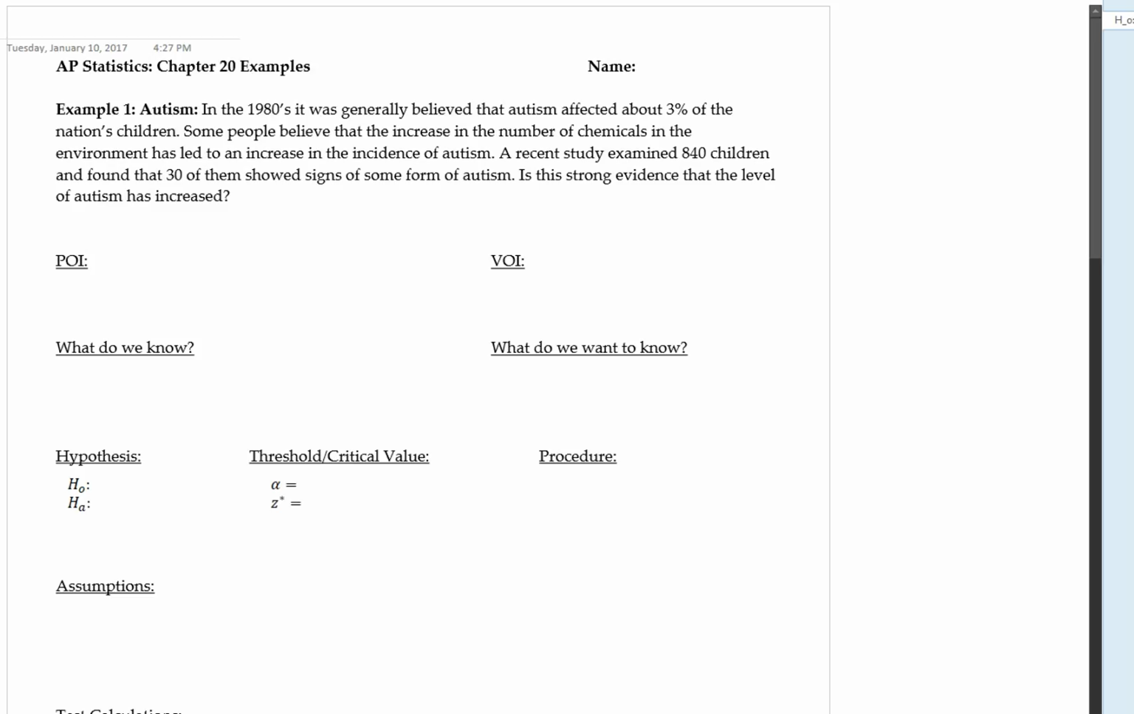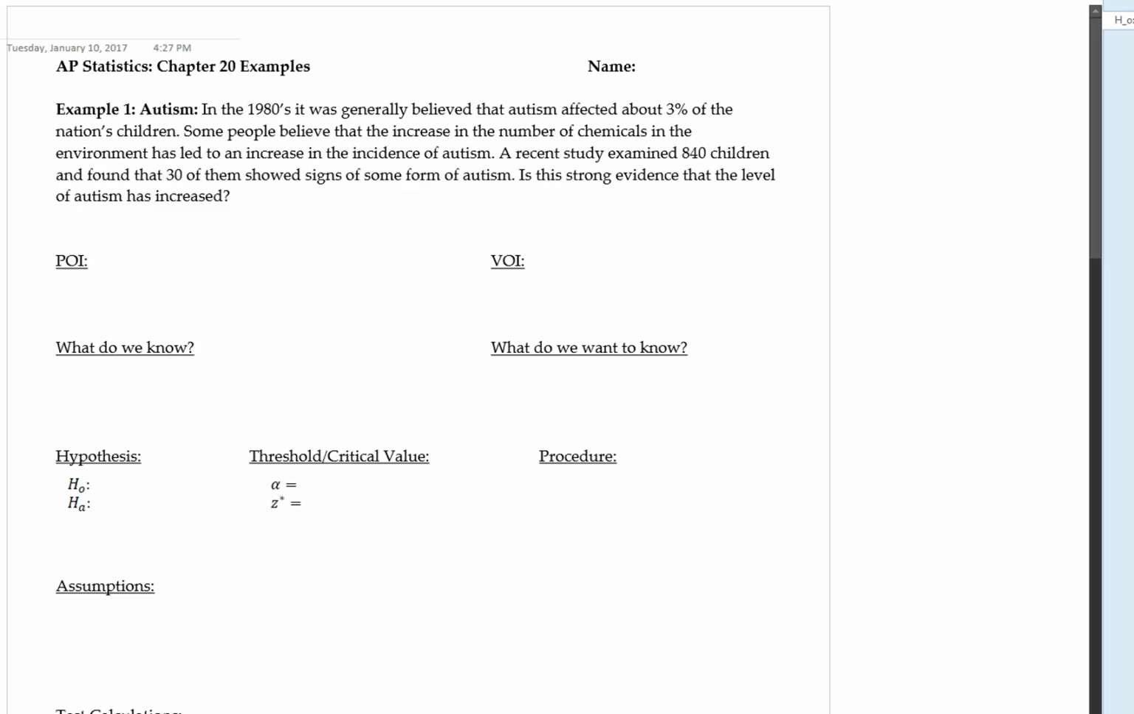Okay, so it says in the 1980s, people believed that autism affected about 3% of the nation's children. So that's kind of our starting point, our guesstimate for the parameter, or P in this case. Some people believe that there's been an increase in autism due to chemicals since then. So a recent study looked at 840 children and they found 30 cases that showed signs of autism. So we want to know, is this new study evidence that the level has indeed increased?